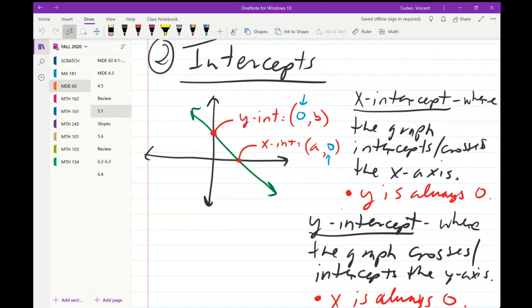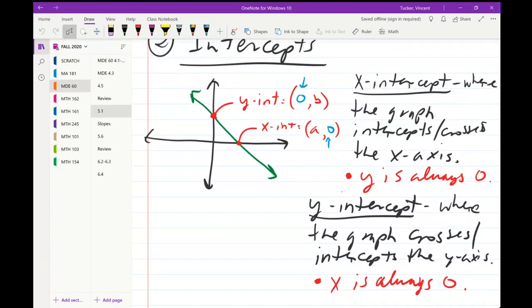All right, so your intercepts, your x-intercept is where the graph intercepts or crosses the x-axis. Your y-intercept is where the graph intercepts or crosses the y-axis. Characteristic for all x-intercepts is that y is always 0. Characteristic for all y-intercepts is that x is always 0.